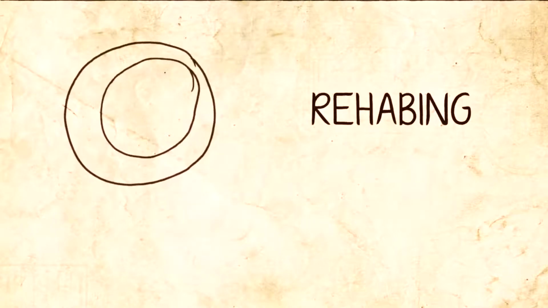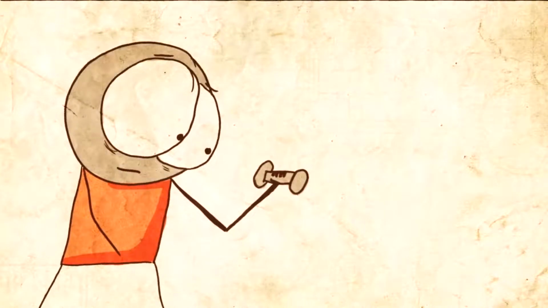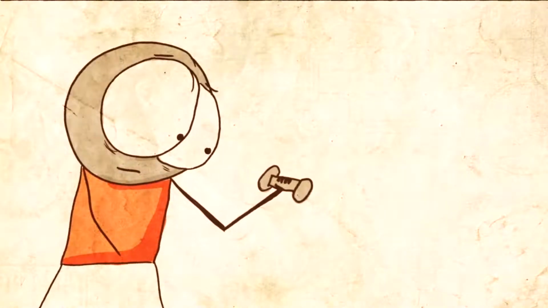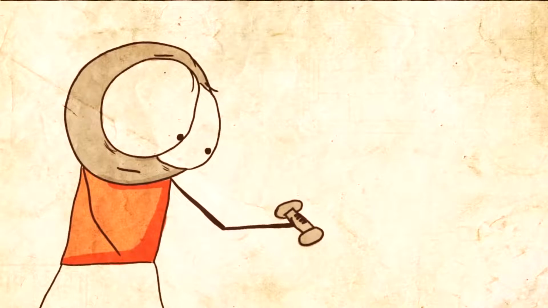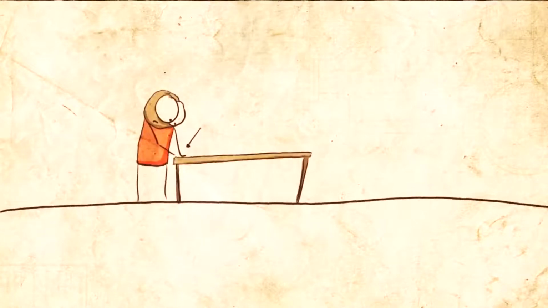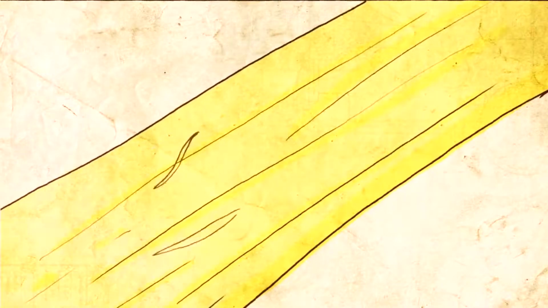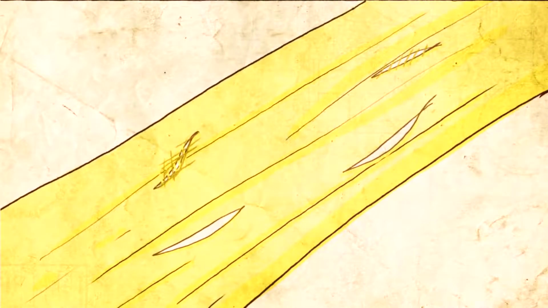Now, some of the best exercises at this stage are going to be eccentric style exercises. That means exercises where you're letting your muscle lengthen, like lowering a biceps curl. That's an eccentric motion. Lots of doctors now recommend moving, stretching, and gently massaging your tendon while it's healing. The goal of this is to make sure that your healing collagen fibers that make up your tendon end up laying down in the right direction, all parallel to each other, resulting in a strong, healthy tendon.